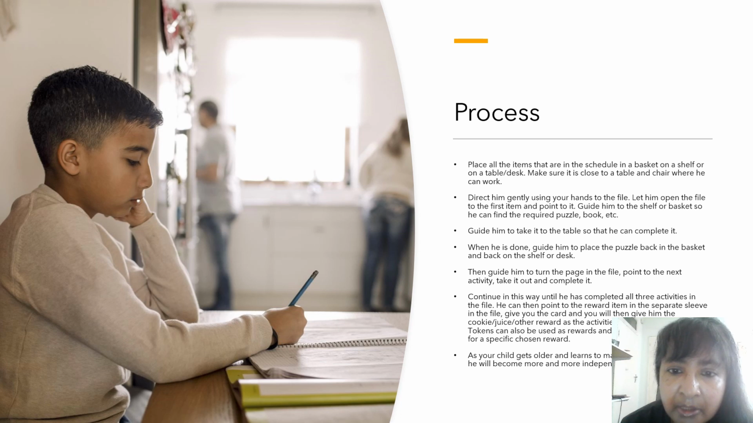Then guide him to turn the page in the file to the next item, to point to the next activity and then to take it out from the shelf and then to complete it. So continue in this way until he has completed all 3 activities in the file. He can then point to the reward item in the separate sleeve or give you the card so that you will then give him the reward, which could be cookie or juice or other reward.